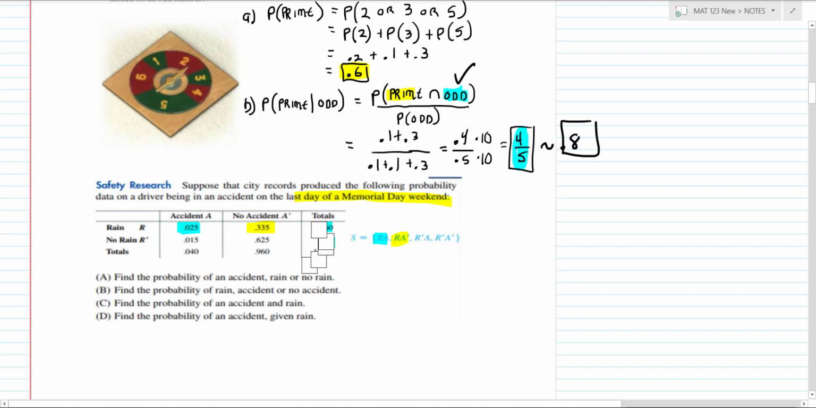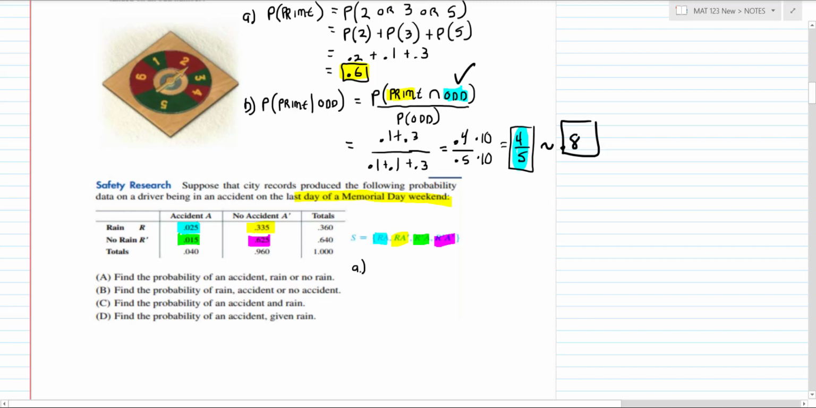Okay, so I'll make sure that everybody kind of knows what these sample spaces are. Then this one would be the probability of no rain and an accident. And then finally, this one would be the probability of no rain and no accident. Okay, like that. So those are the 4 individual parts that you would put in a Venn diagram, basically like that. Okay, so we're going to work out each part of this.